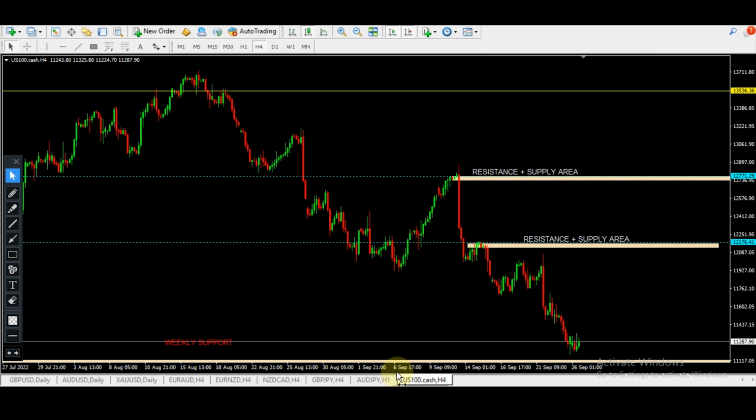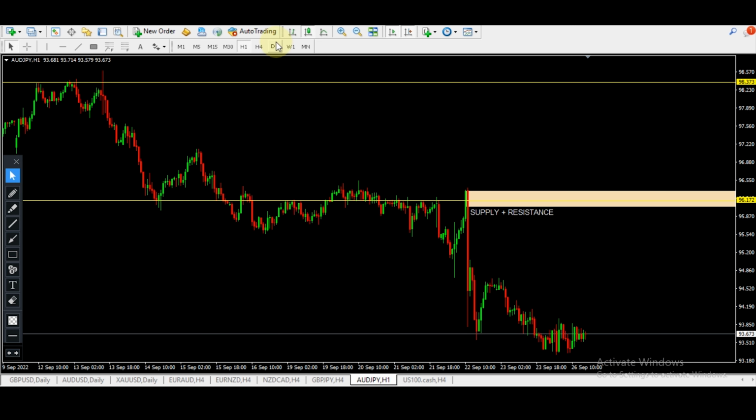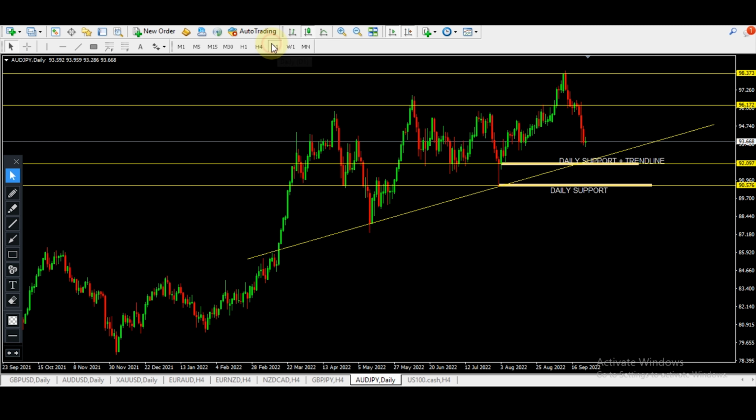Then going on to the Australian dollar versus the Japanese yen. On the daily, we can see that over here we have got this trend line, which has been supporting the market. It has supported it once, twice, so it's coming for the third time right here. We can see here we've got a daily support, and then we're coming towards another daily support over here, plus this trend line. So this is a confluence. When the market comes to this zone, we expect it to be supported and shoot all the way to the upside.